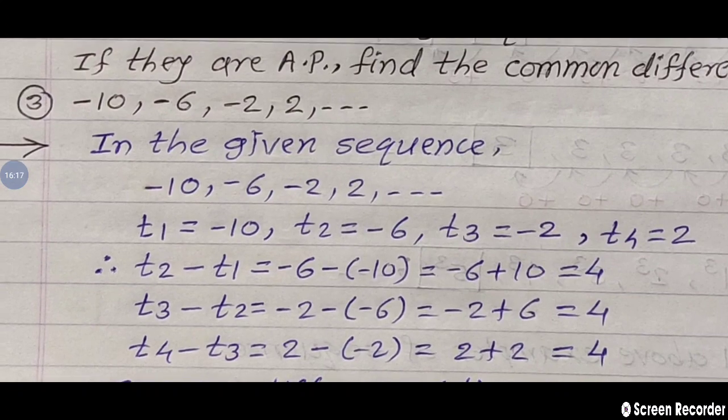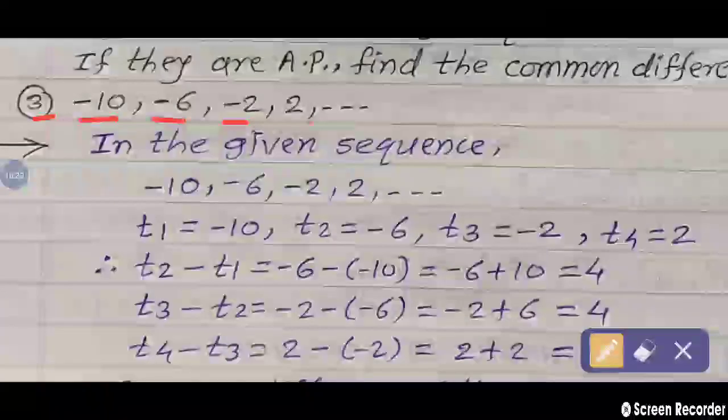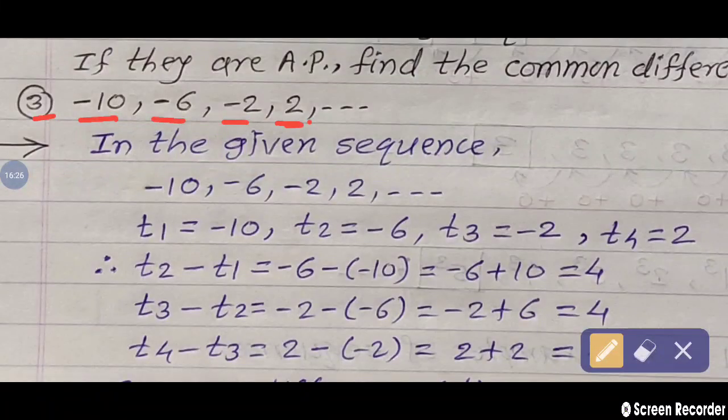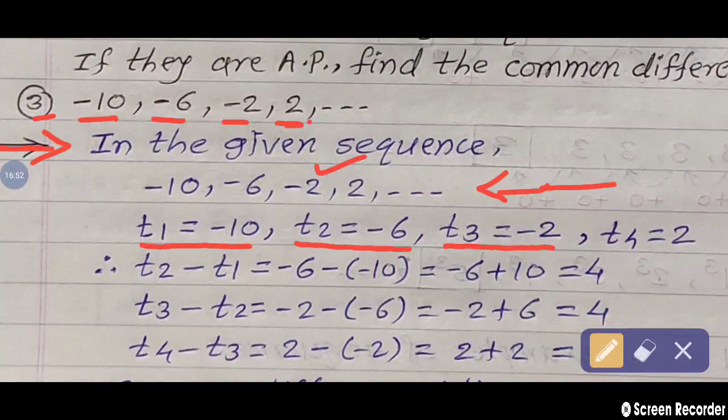Check that. The example number 3 given here is minus 10, minus 6, minus 2 and 2 and so on. Our answer is, in the given sequence, we are writing that given sequence: minus 10, minus 6, minus 2 and plus 2 here. So minus 10 is the first term, that is T1 is equal to minus 10. Minus 6 is the second term, T2 equal to minus 6. Then minus 2 is the third term, T3 equal to minus 2. And 2 is at the fourth position, that is T4, the fourth term, equal to 2.